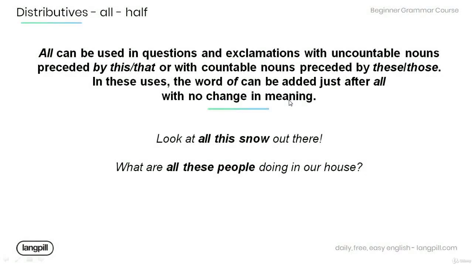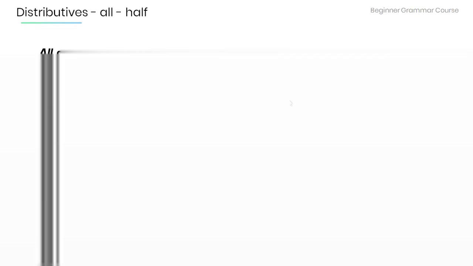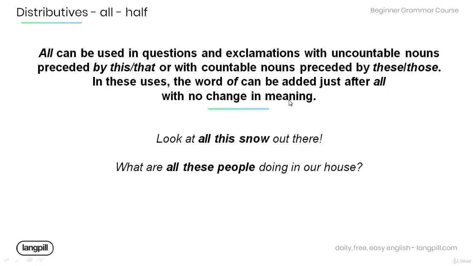All can be used in questions or exclamations with uncountable nouns preceded by the demonstratives this or that. Or all can be used with countable nouns preceded by these or those. Now, in these uses, the word of can be added just after all with no change in meaning. Now, let's have a look at the examples below.